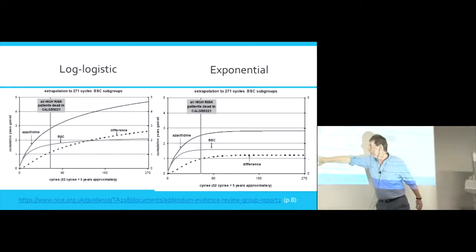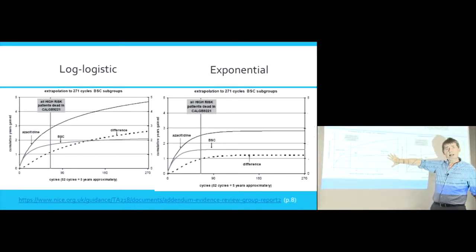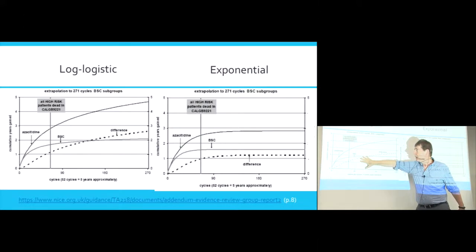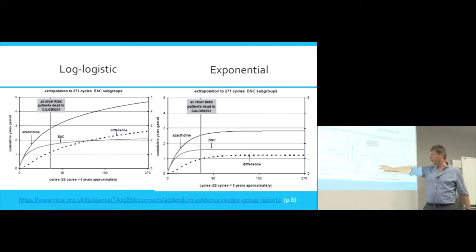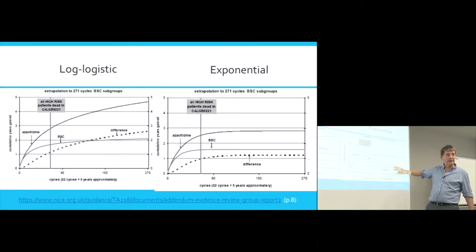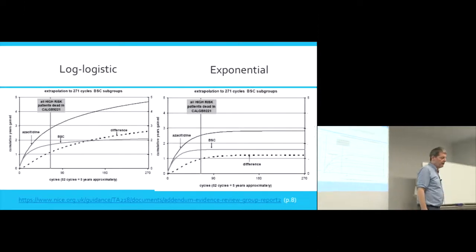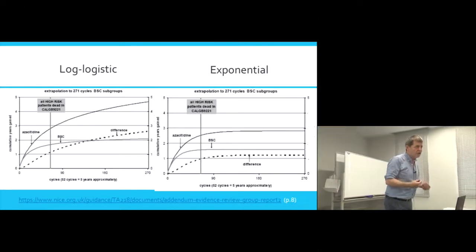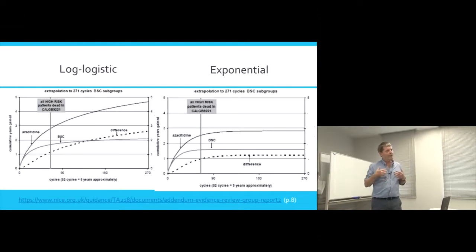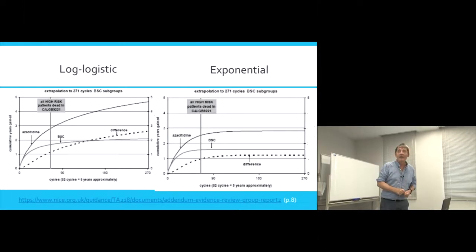If you look at the area under the dashed line in the log logistic diagram, it's quite a big area. By contrast, the area under the dashed line in the exponential model, it's quite big, but it's half the size of the log logistic. And so, consequently, you're going to get a much larger estimate of QALYs gained with azacitidine if you use a log logistic model. If you use an exponential model, your estimate is much smaller.